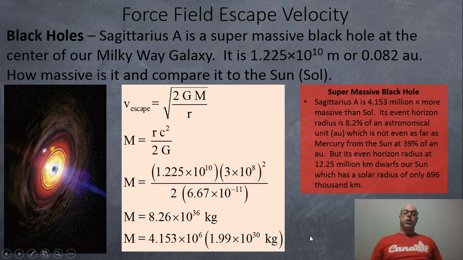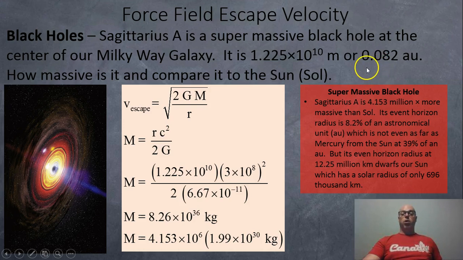Now let's take a look at a supermassive black hole. At the center of our galaxy, and most spiral galaxies, are giant black holes. In this case, the biggest one that we know of is Sagittarius A, a supermassive one. It's at the center of the Milky Way galaxy, and it has a radius of 1.225 times 10 to the 8 meters. It sounds big, but it's not huge.